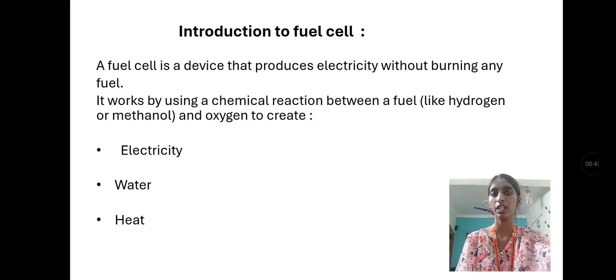Introduction to a fuel cell. A fuel cell is a device that produces electricity without burning any fuel. It works by using a chemical reaction between a fuel like hydrogen or methanol and oxygen to create electricity, water and heat.